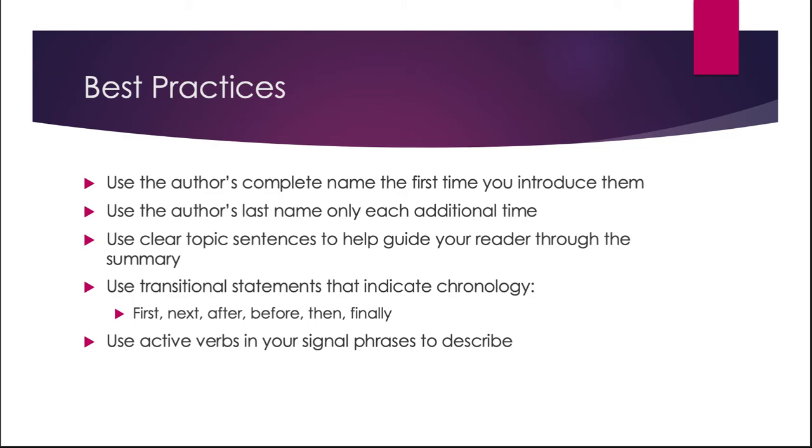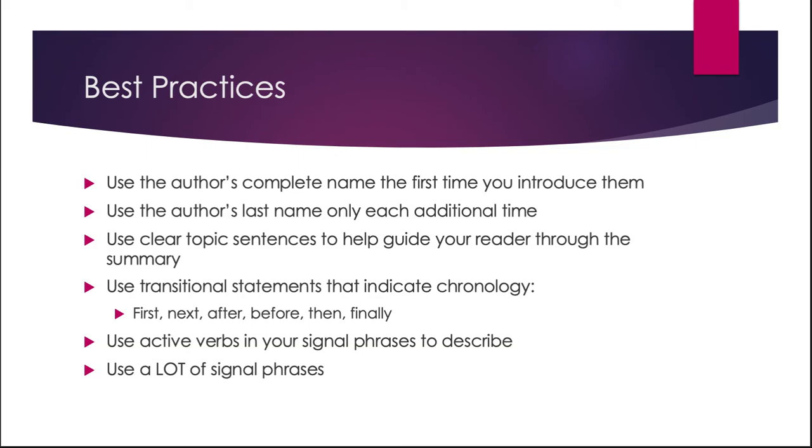You want to use action verbs and active verbs in your signal phrases to describe. So the author is not always going to say, the author should argue, should posit, should support. So use lots of different verbs so that you can really describe for your reader what the article is doing.